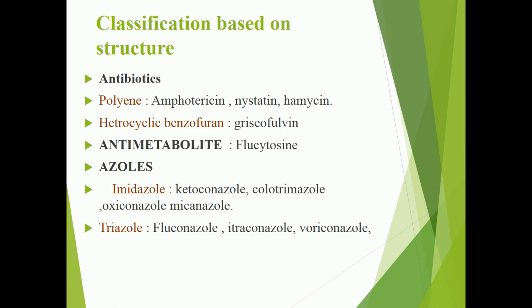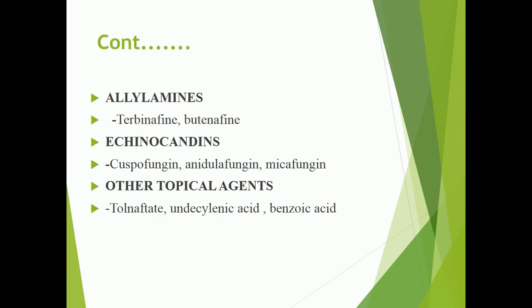Classification based on structure includes antibiotics. The antibiotic polyenes can be given to patients, like amphotericin, nystatin and mycins, while the heterocyclic benzofuran is griseofulvin, and the antimetabolite is flucytosine. The azoles: imidazoles include ketoconazole, clotrimazole, oxiconazole and miconazole, while the triazoles include fluconazole, itraconazole and voriconazole. Allylamines include terbinafine and butenafine, while the echinocandins include caspofungin, anidulafungin and micafungin, while the other topical agents are tolnaftate, undecylenic acid and benzoic acid as well.